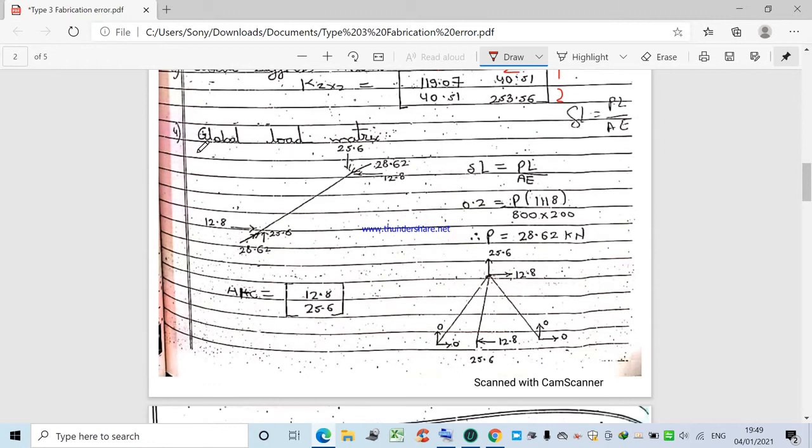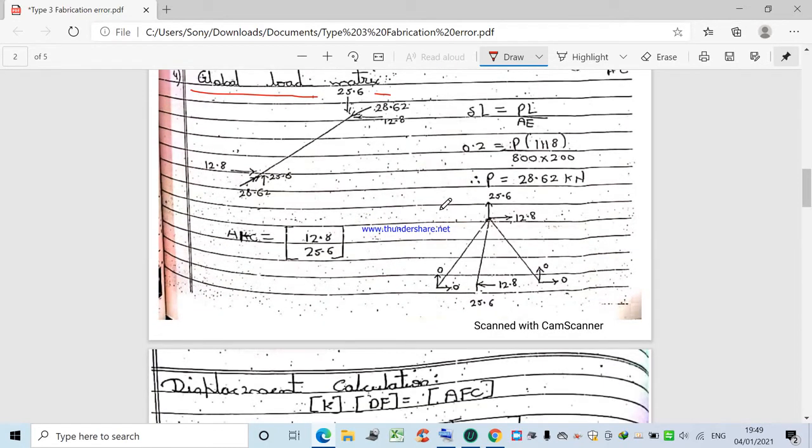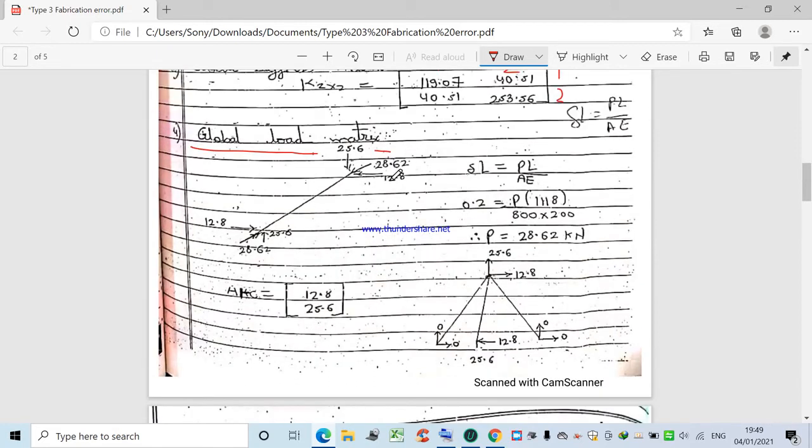Then the most important part is the global load matrix. So what we have to do in this, we have to see that. First of all we have to do the defective member consideration.